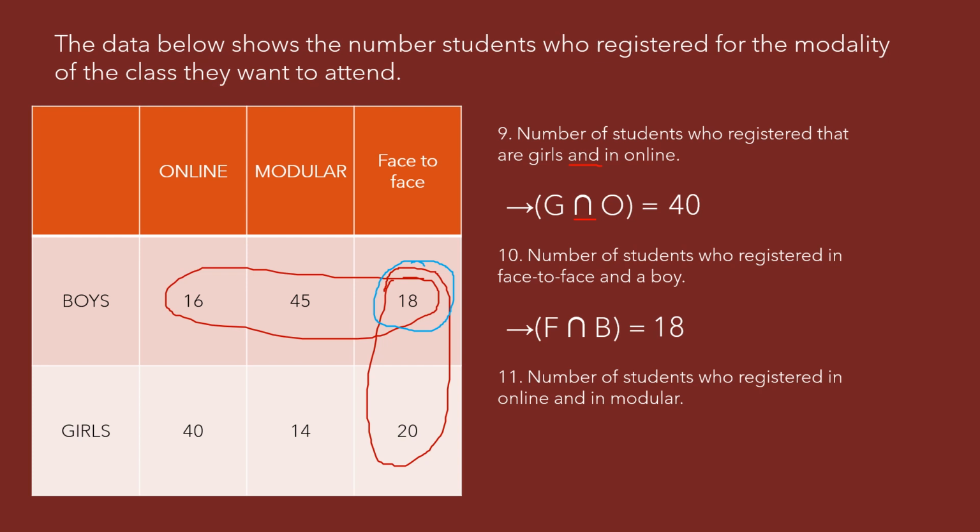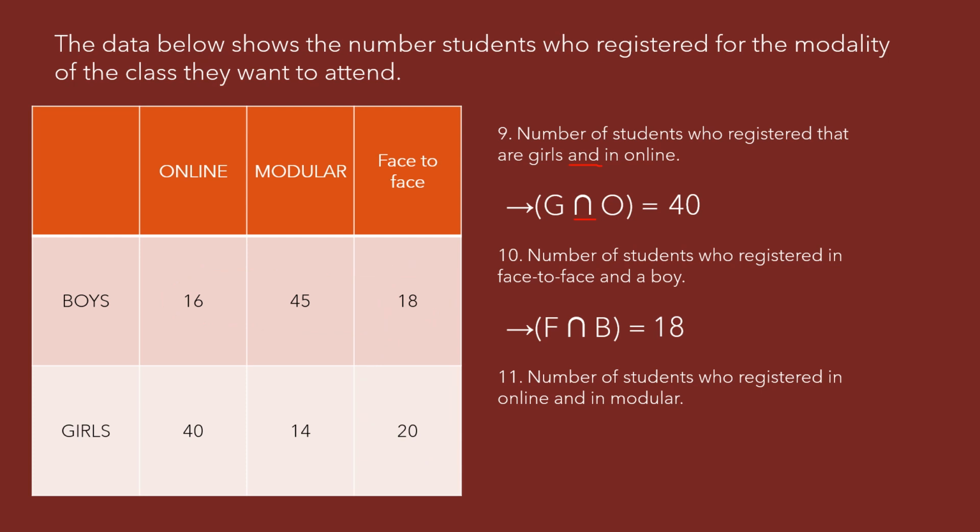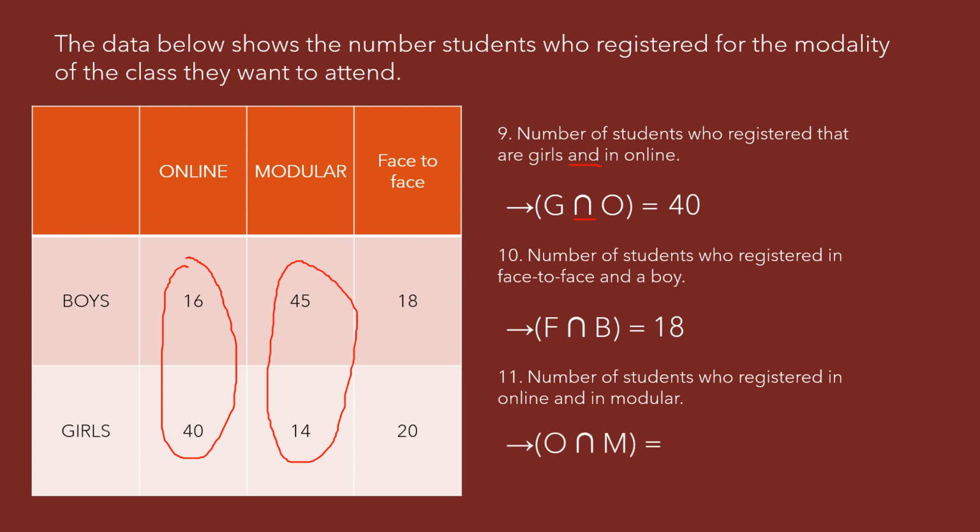Last one, number 11, number of students who registered in online and in modular. So here is for online. And for modular, here is in modular. Again, we are dealing with the intersection because we do have the word and. And upon looking, we don't have intersection between online and modular. It is required for us to have the intersection. There should be a common area or common elements. But in this case, we don't have. They didn't manage to intersect. So therefore, the number of students who registered in online and in modular, the answer is 0. So hope you understand. Now, let us have a different set.